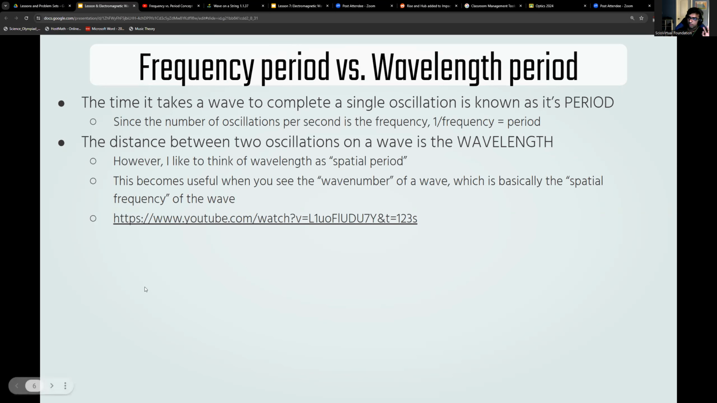And so I mentioned this because if you actually look at the mathematical description of waves in physics, you'll see that letter K. And it's kind of confusing what that letter K actually means. But thinking about it like a spatial frequency, I find very helpful for interpreting that.